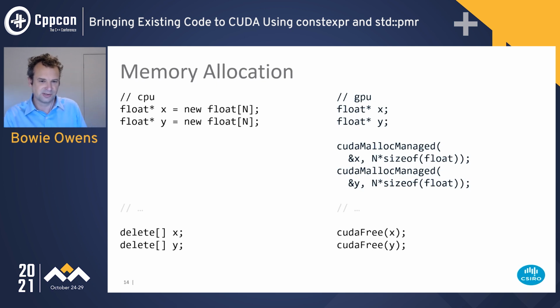Okay, so this is the first example of a challenge for an existing code base. Because in an existing code base, it's unlikely that your memory allocation is being done by raw new and delete statements that you can go in and change.